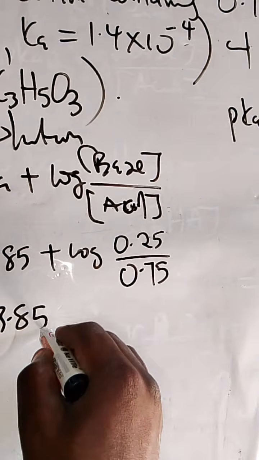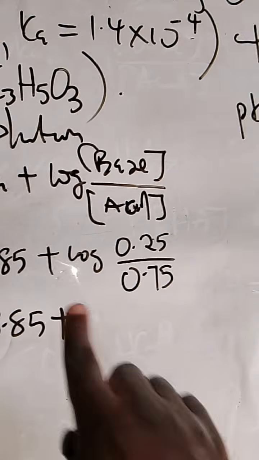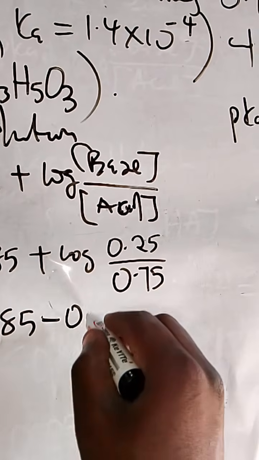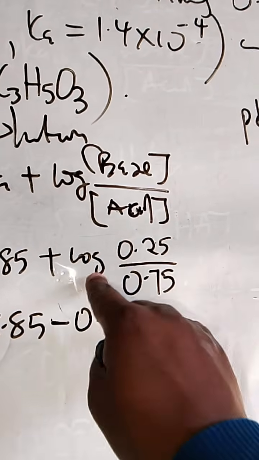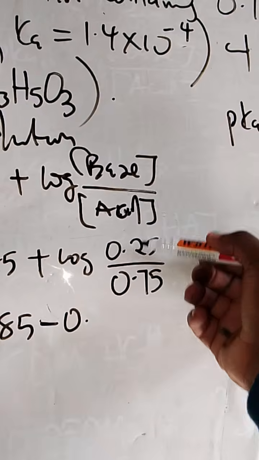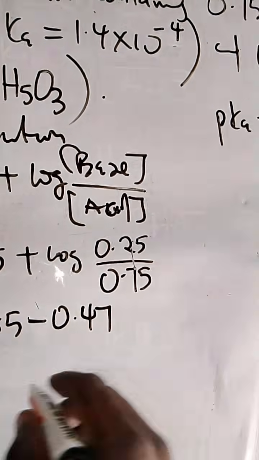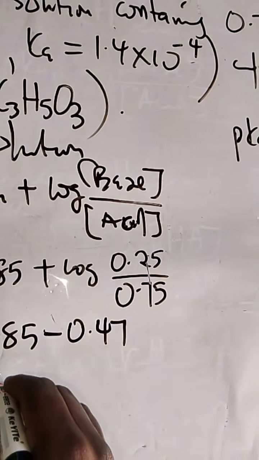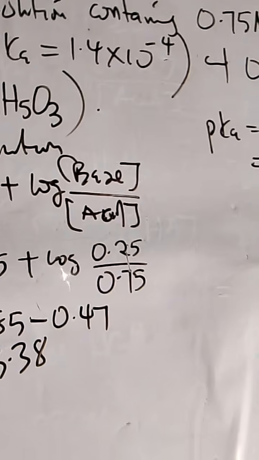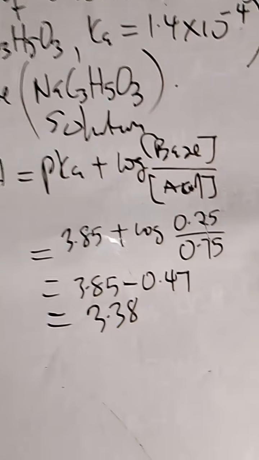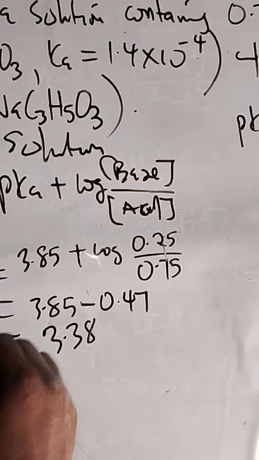So 3.85, then plus, in this case it will be minus. When you divide that number, you then find the log. The log of the result of this division is about 0.47. When you subtract, you are going to get 3.38. Okay, that is the pH of this solution.